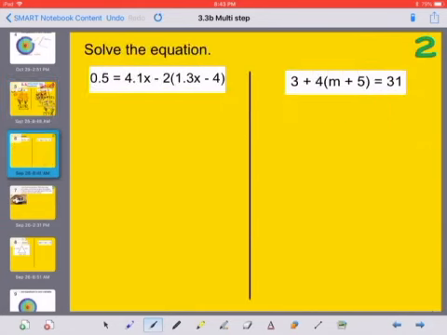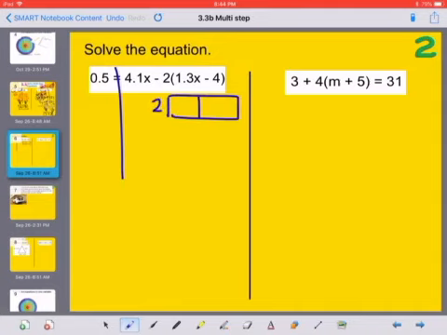We do have one with decimals. That's okay. Just because it has decimals doesn't mean we treat it any differently. I see parentheses. We always distribute first. I'm going to draw my box to multiply. Be careful though, this isn't just a 2, it's a negative 2. The sign goes with whatever comes after.